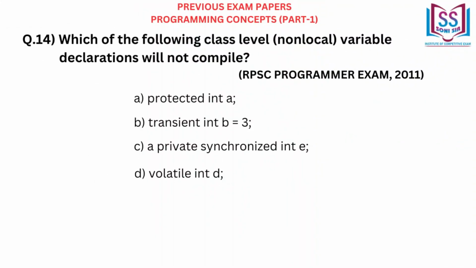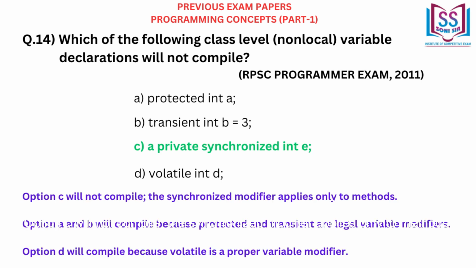Which of the following class level, non-local, variable declarations will not compile? A. Protected int A. B. Transient int B equal to 3. C. Private synchronized int E. D. Volatile int D. Correct answer C.